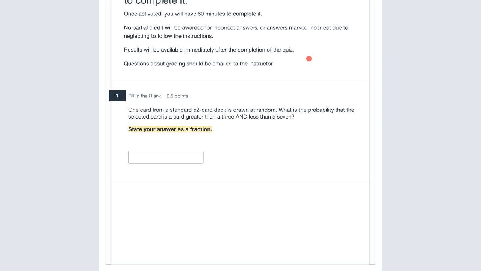One card is drawn from a standard 52 card deck. What is the probability that the card is greater than a 3 and less than a 7? So greater than a 3 and less than a 7 means it has to be a 4, a 5, or a 6. And there are 4 suits: diamonds, clubs, hearts, and spades. So that means there's a total of 12 cards. There's 12 successes. And that is going to be over 52 total cards.